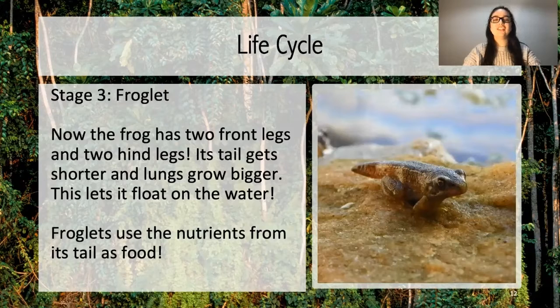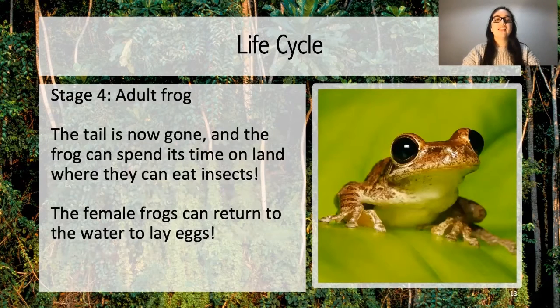The next stage is the froglet stage. Now the frog has 2 front legs and 2 hind legs, as you can see in this image. Its tail gets shorter and shorter, and its lungs begin to grow bigger and bigger. This lets the froglet float on top of water. Froglets will use the nutrients from its shrinking tail as food. Isn't that interesting?